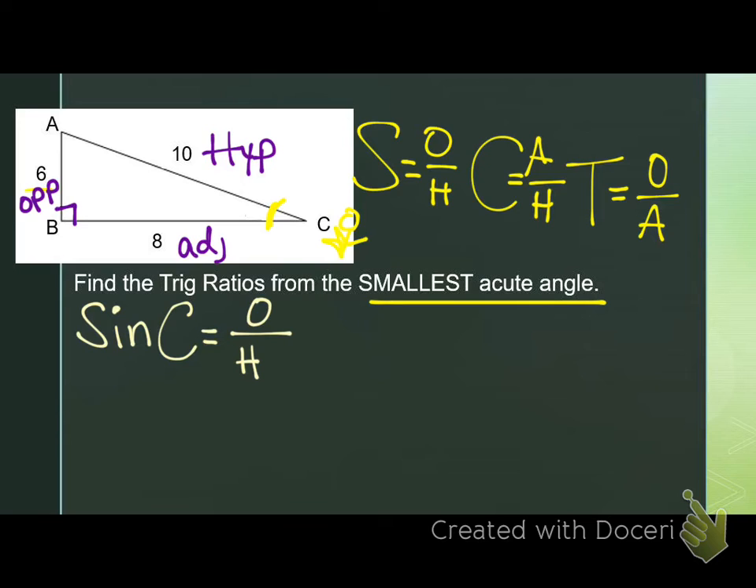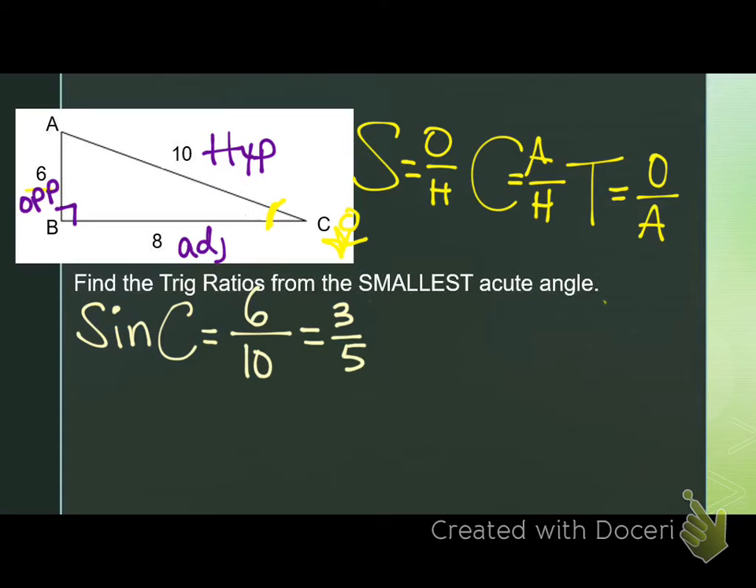Now, I'm not going to keep this O over H here. I'm just reminding you, opposite over hypotenuse. What is the opposite length? 6. So opposite of C is 6. And then what is the hypotenuse's length? 10. Do we reduce in math? We do. What is 6 over 10 reduced to? 3 over 5. 3/5. That's it. That's all for sine.